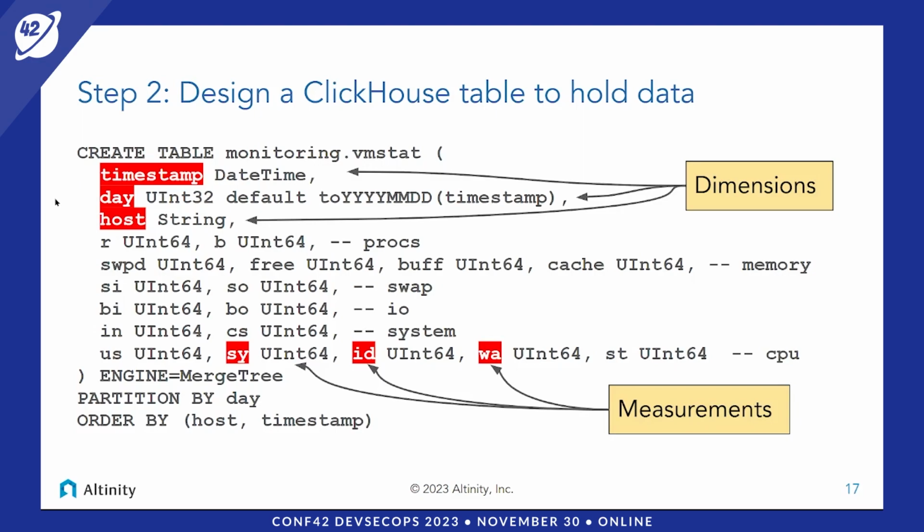In this particular case, we're taking a pretty conventional approach. So we're going to take things like the timestamp, the day, the host, and we're going to consider those to be dimensions. So these are the properties of the measurement. And then what we have is the measurements themselves. So these are just all the data that we get out of the vmstat command. So the amount of free memory, amount of buffer cache, the different percentages of time, sort of ways that the CPU is using its time, and so on and so forth.